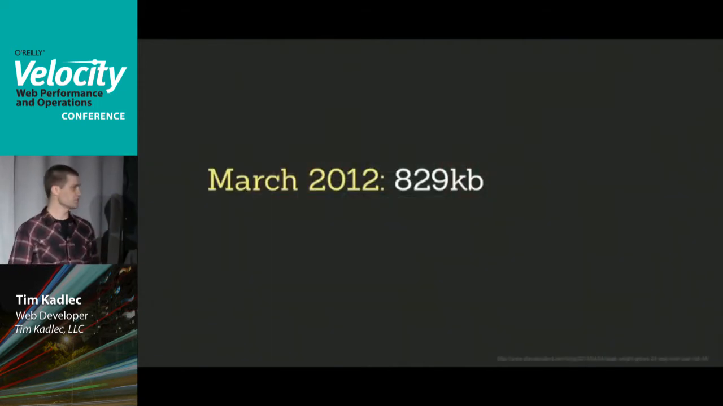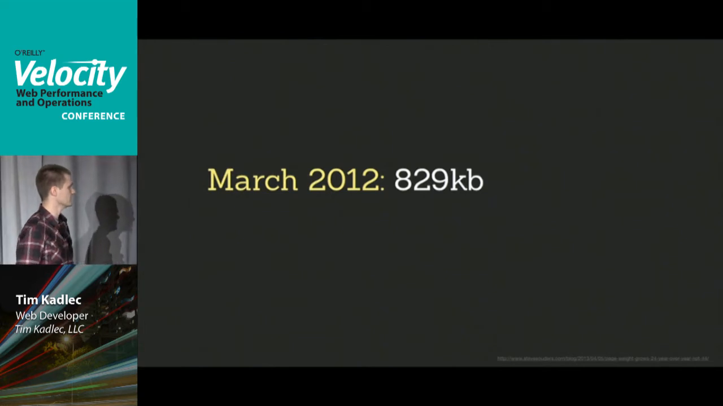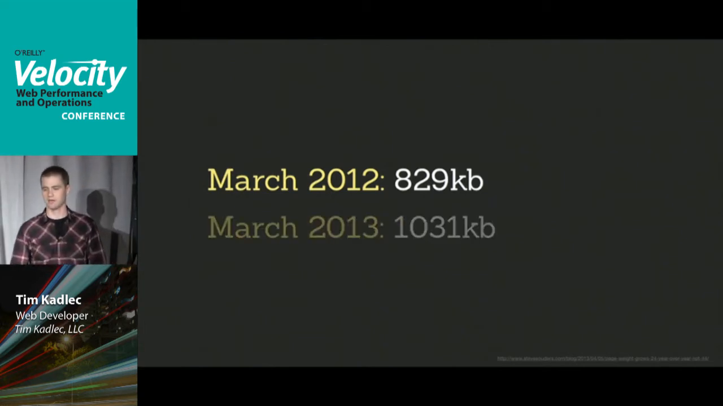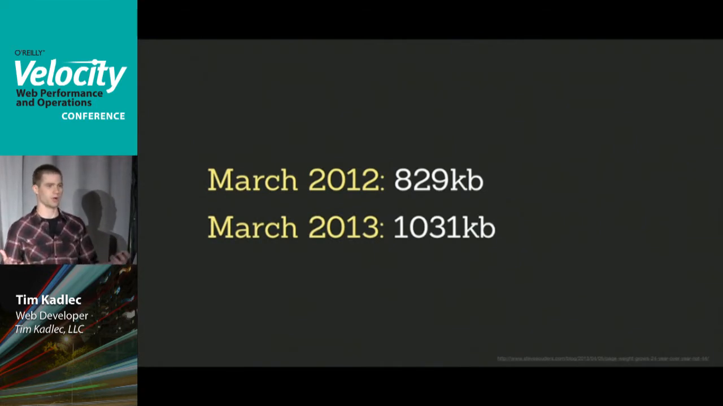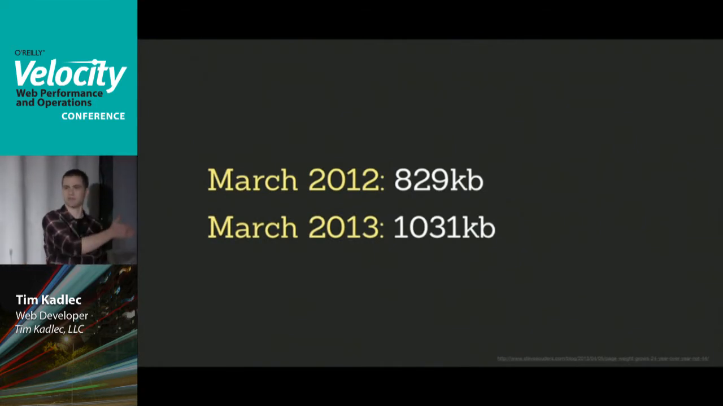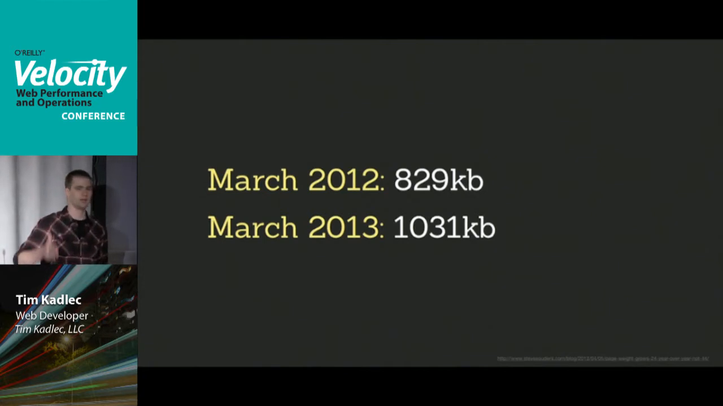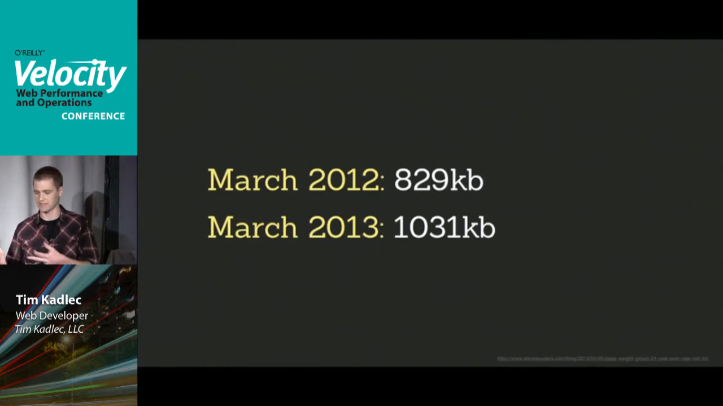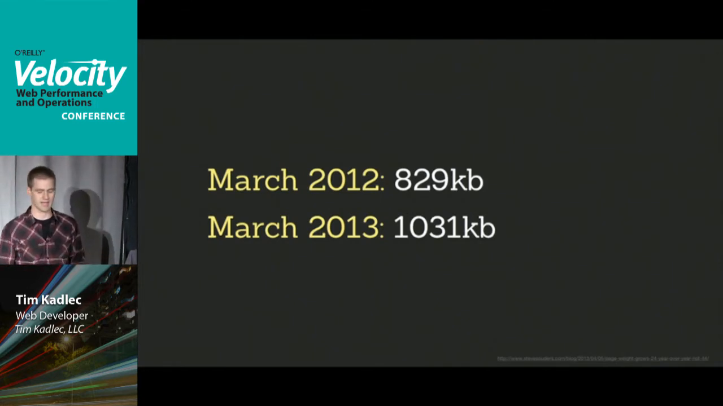So in March 2012, we were looking at about the average site, according to the HTTP Archive, being about 829K. March of 2013, 1031K. Now, this isn't responsive specific. This is sites as a whole. So the web as a whole is getting fatter. The web is getting bloated. So it's not necessarily just responsive design where we have the issue. And to fix this, we need to stop making these excuses, and we need to start making these improvements instead.